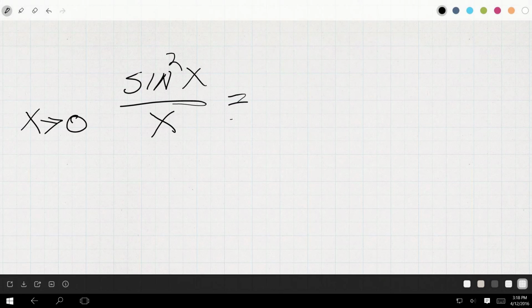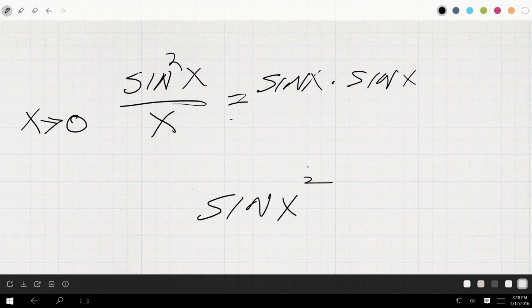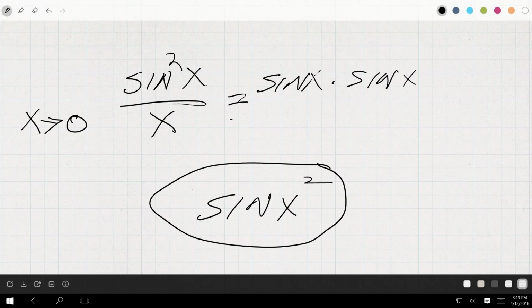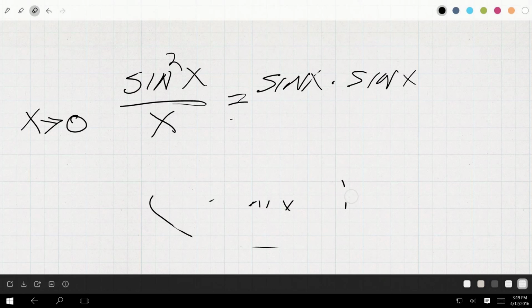What does sine squared of x mean? It means sine of x times sine of x. That's exactly what it means. And incidentally, it's not the same as sine of x squared, which means you square x first and then take the sine of it. When the 2 is between the sine and the x, like that, it merely means you're squaring the sine of x.